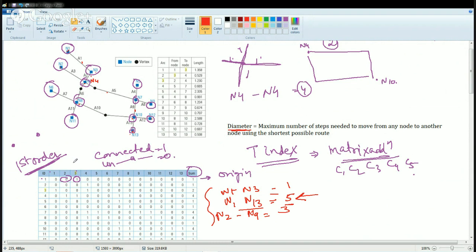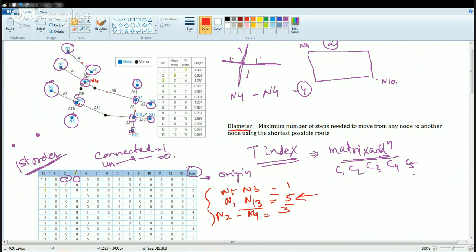Okay, so what is diameter is now clear. It's a kind of maximum steps you are taking to move from one node to the other node by the shortest route. I cannot say I am going the whole way around and then reaching N13, so I am doing so many steps. Okay, so I am taking the shortest possible routes, but under the shortest possible route, what I am trying to do is find out the maximum number of steps used in the whole of the network. So that is basically what is the diameter.